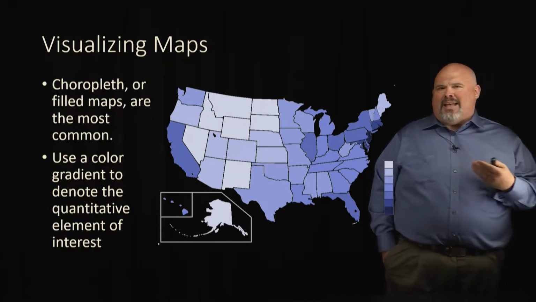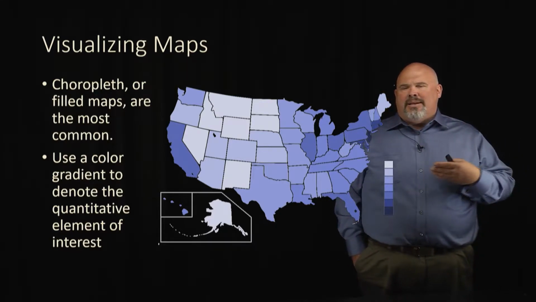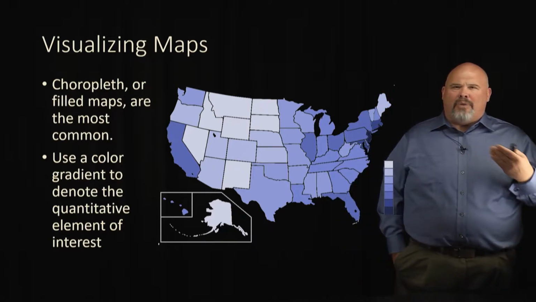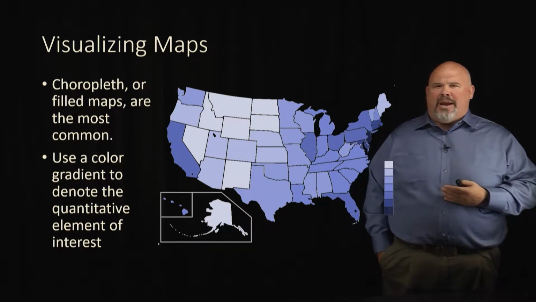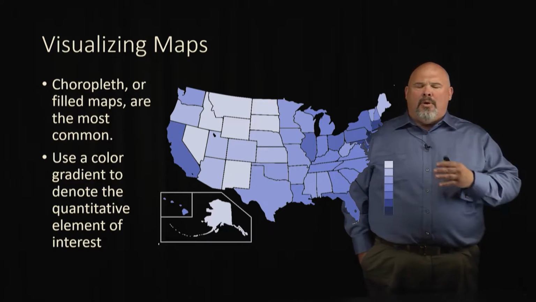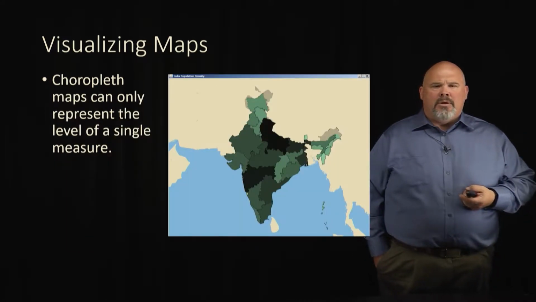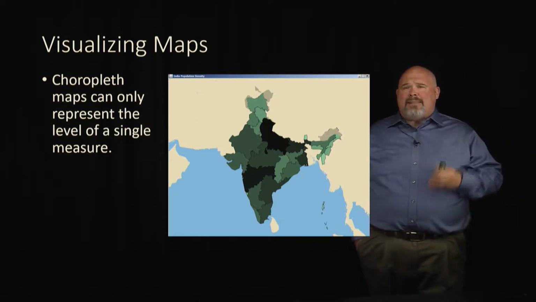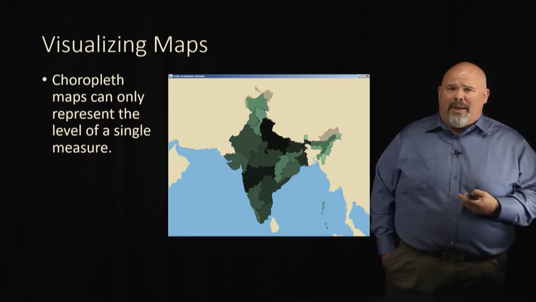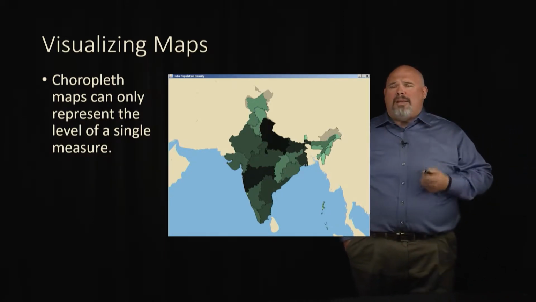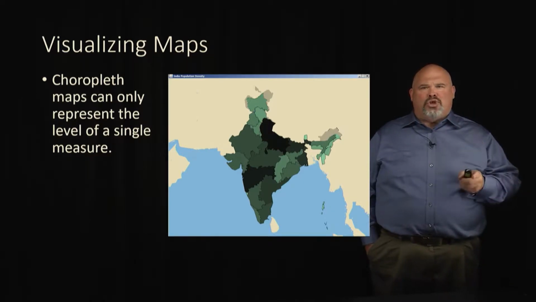If we were doing things like agricultural versus industrial dominant, we might use rainbow colors. But the most typical map that we're going to be using and creating ourselves is a choropleth map with a gradient to denote the quantitative element of interest. The great thing about choropleth maps is that most people understand what a map is. But choropleth maps can only represent the level of a single measure.